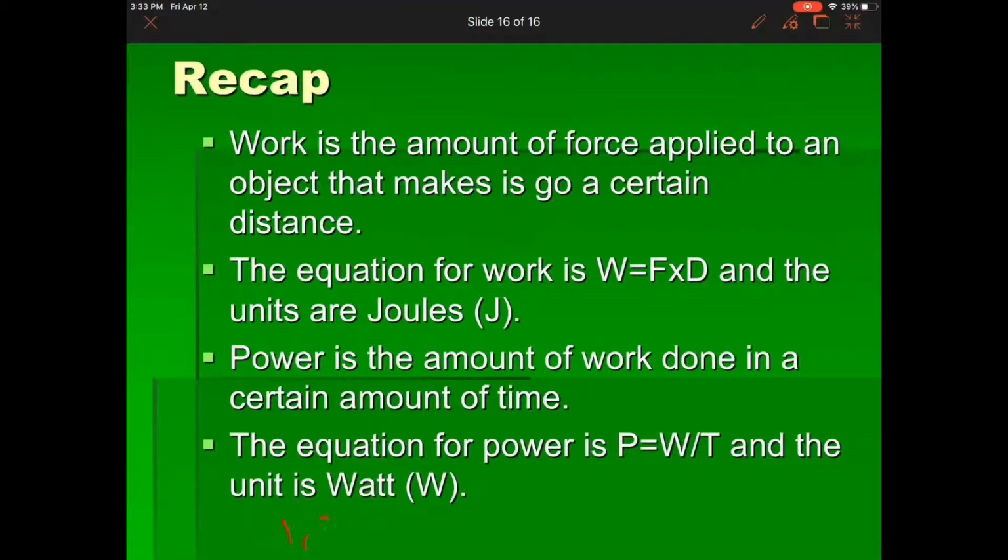We also know that 1,000 watts is equal to 1 kilowatt, which is also used to measure your power bill. And we also know that 1 horsepower is equal to 745.5 watts. So this wraps up the end of this lesson.